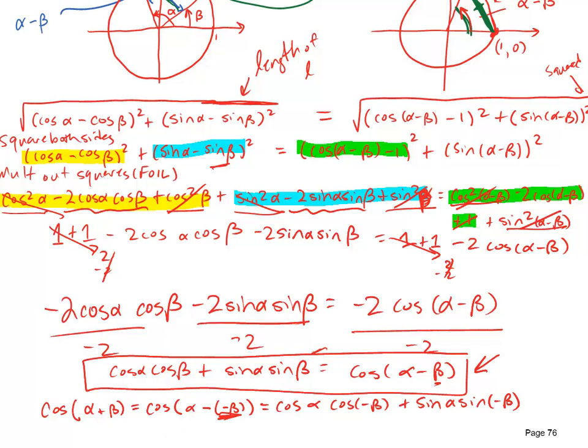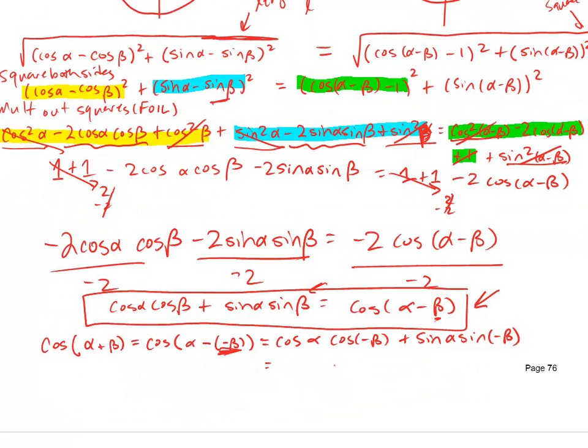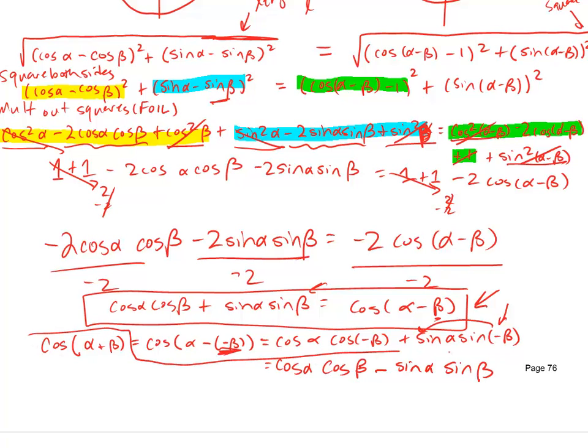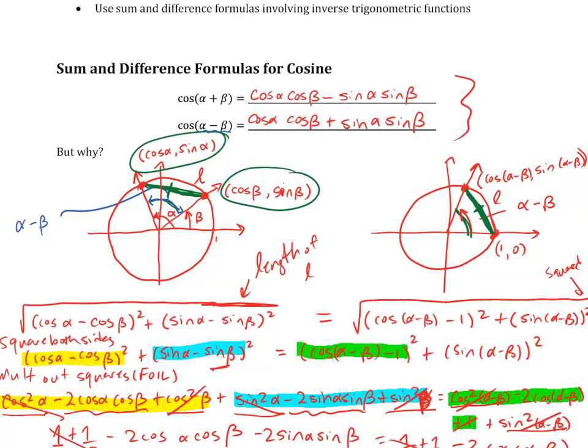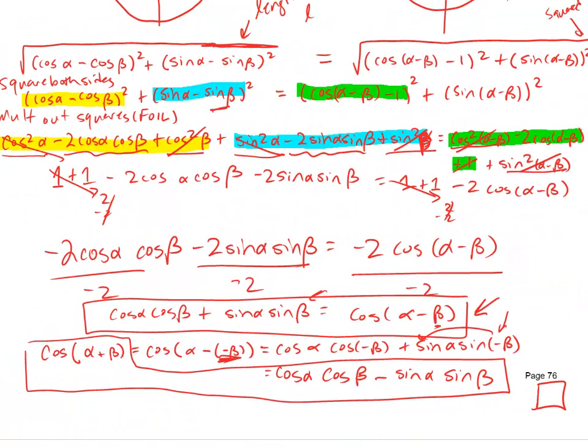Now on this side over here of that identity, remember your even-odd properties. It says that cosine of a negative beta is cosine of positive beta. The negative sign drops out. But with sine, this minus sign right here is going to come out front. So you have minus sine alpha sine beta. And so cosine of alpha plus beta equals cosine alpha cosine beta minus sine alpha sine beta, proved. Right? And that is why these formulas right here hold. Okay? So that's what we get.